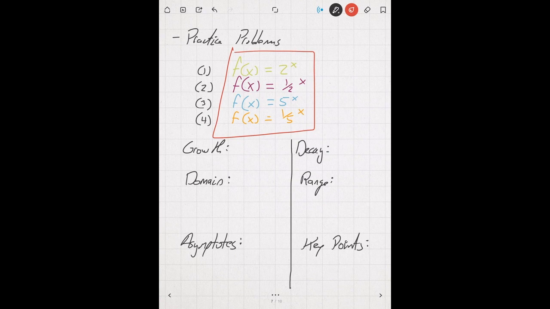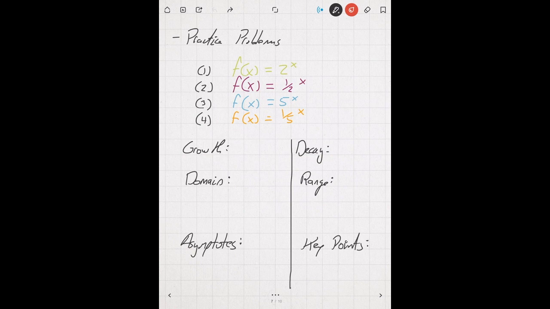What I want us to do is, before we go ahead and actually plot these using our calculator or Desmos, I want us to decide by just looking at the functions, can we tell if the function is exponential growth or decay? Can we identify its domain and range? And can we identify the asymptote and any key points that the function might have? So what I'd like you to do is take a couple minutes, try to organize these.